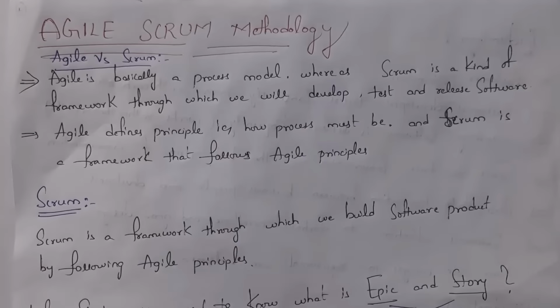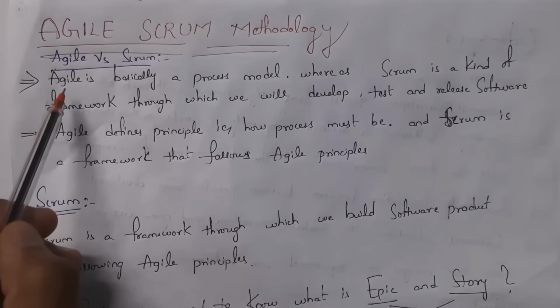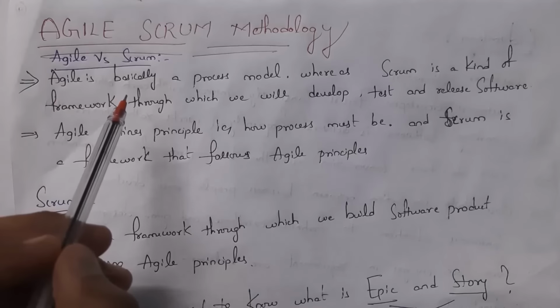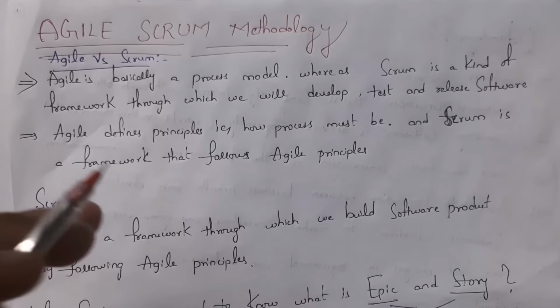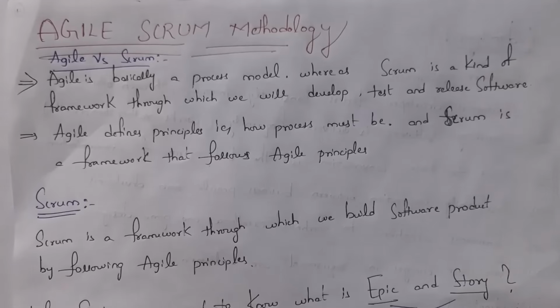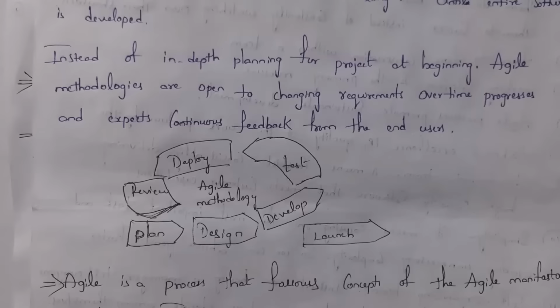In simple terms, agile process will say you what to do, whereas scrum framework will tell you how to do it. So agile contains principles. That principles will tell you how process must be. And whereas scrum is a framework that follows agile principles.